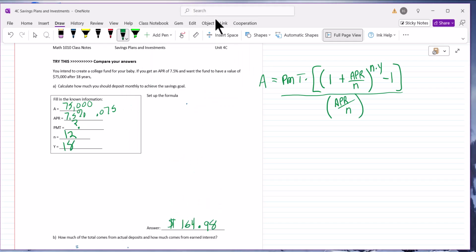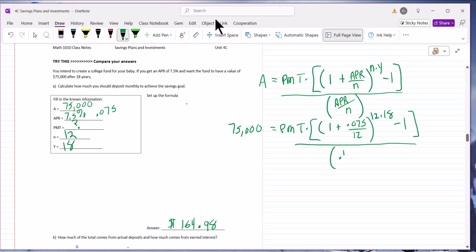Okay, so what you would have is you would have set up 75,000 equals the payment multiplied by 1 plus 0.075 over 12 raised to the 12 times 18, minus 1, and then all over the 0.075 divided by 12. Okay, that's how the problem gets set up, and I think we're doing that okay. When you do all of this calculation, I'm not going to pull my calculator up and do that, but you'll have 75,000 equals the payment.